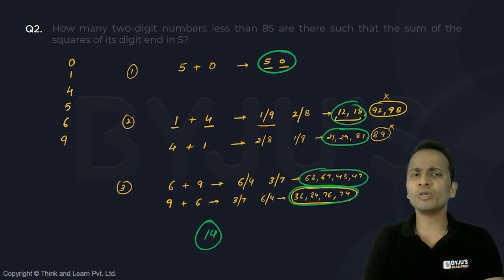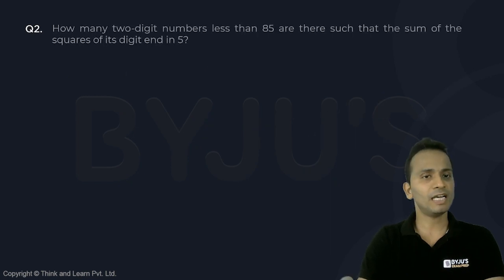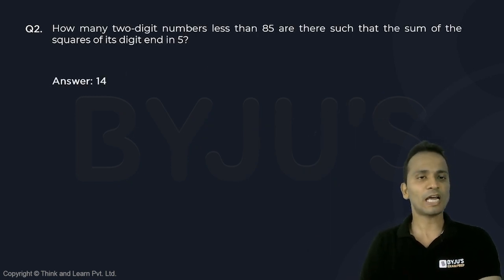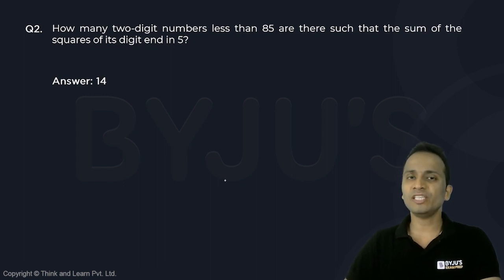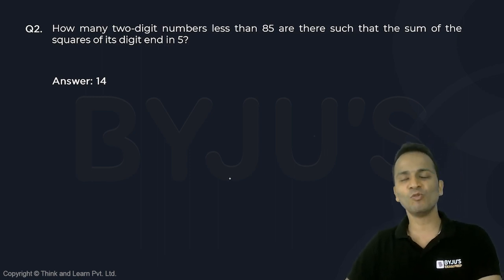So there are 14 two-digit numbers which are less than 85 such that the sum of the squares of its digits ends with 5, and 14 is the correct answer. So that was question number 2. Slightly complex because we need to consider all the possible cases, but I will not consider it a very difficult question. Let's move on to question number 3.